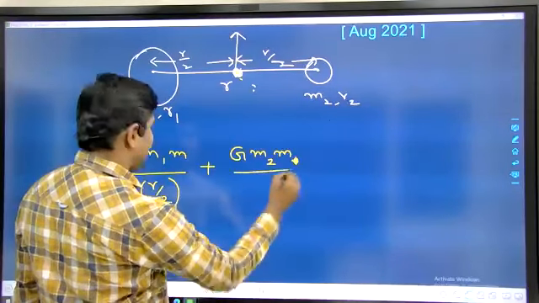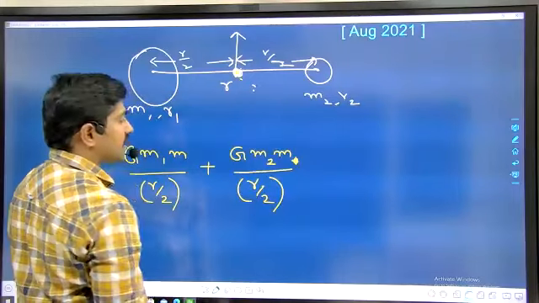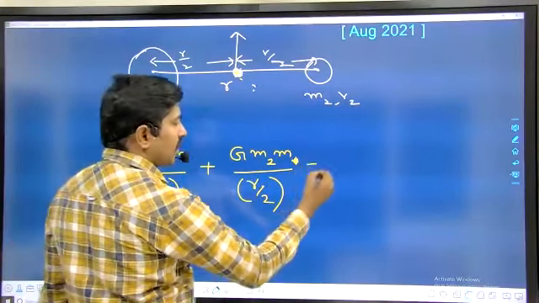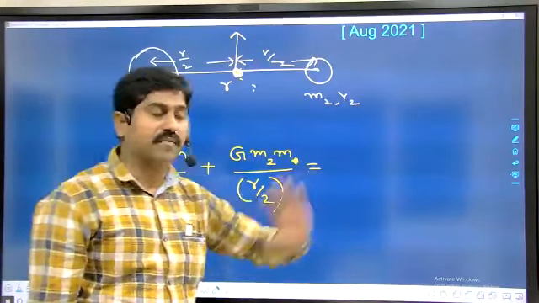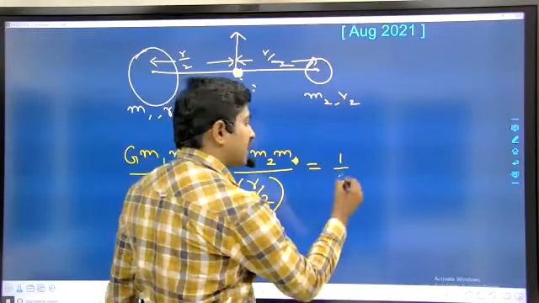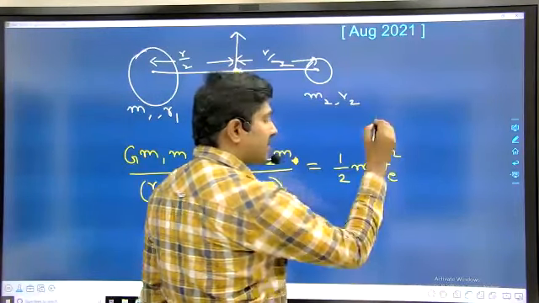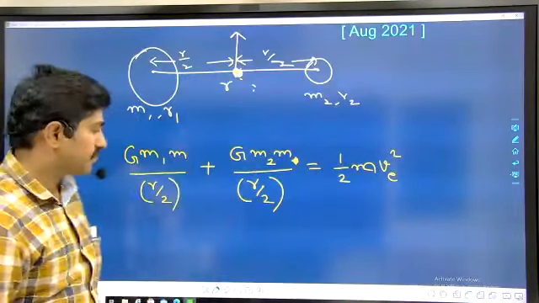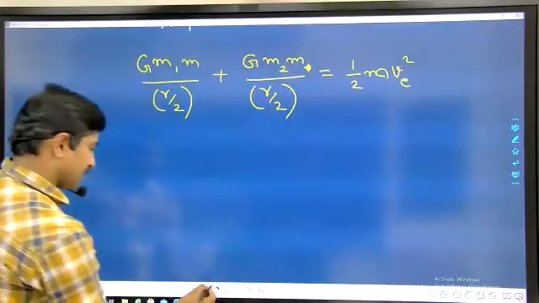M only. Again, the distance from here will also be R by 2. And this total potential energy, whatever you get, that much kinetic energy is to be given. So what is the formula for kinetic energy here? Half m v square. That v is nothing but escape speed. Now by solving this equation we'll easily get the answer here.